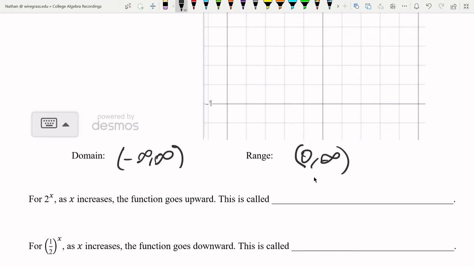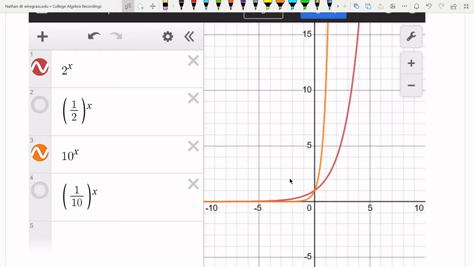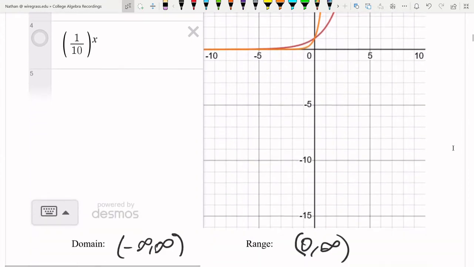So I'm going to use a parenthesis instead of a square bracket. And as you can see here, both 2 to the power of x and 10 to the power of x, as we go left to right, it goes upward and upward and upward. This is called exponential growth.